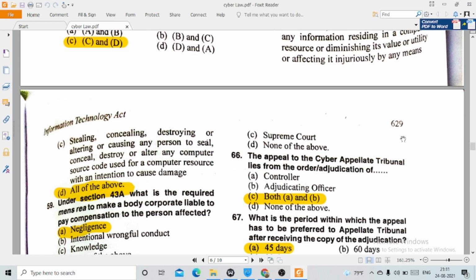C. Stealing, concealing, destroying or altering, or causing any person to steal, conceal, destroy or alter any computer source code used for a computer resource with an intention to cause damage. So these are all of the above.